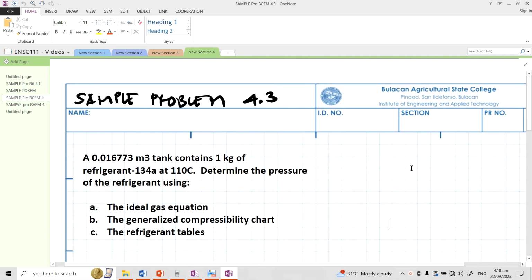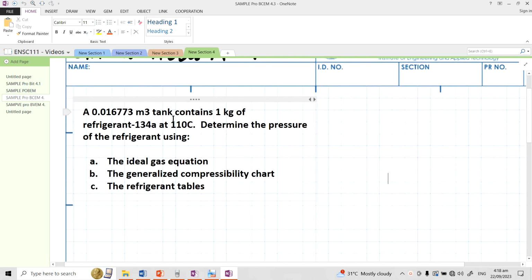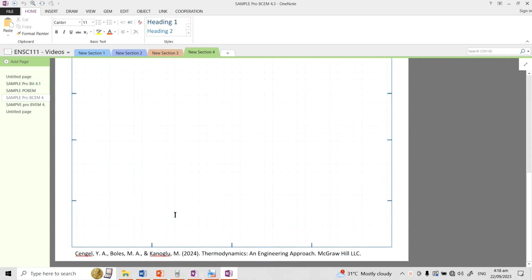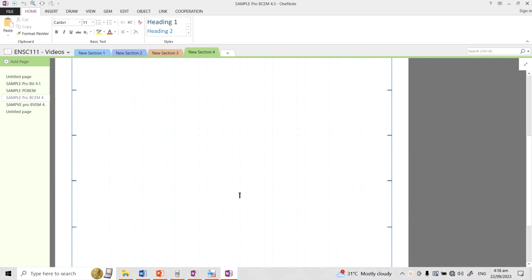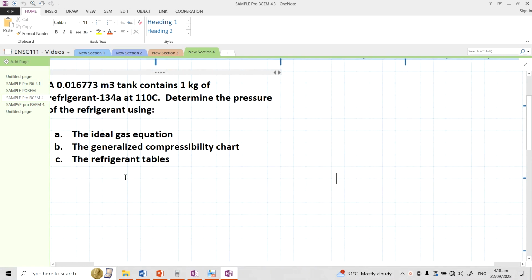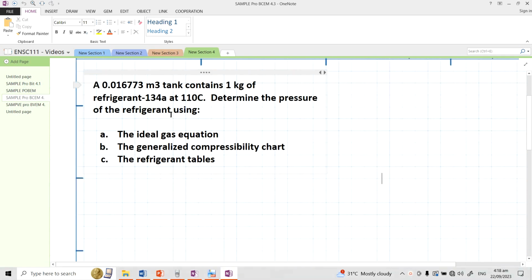So for our sample problem 4.3, this problem is taken from one of our reference texts. It says here that a 0.016773 cubic meter tank contains 1 kilogram of refrigerant 134A at 110 degrees C. Determine the pressure of the refrigerant using A, the ideal gas equation, and B, using the generalized compressibility chart, and let us see the refrigerant tables.